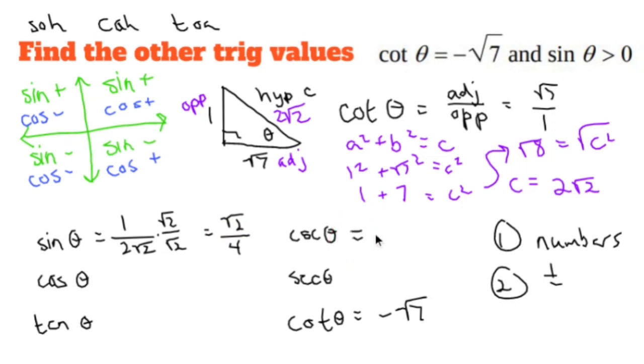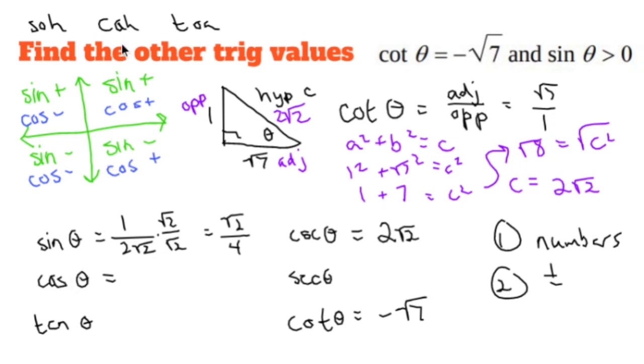Cosecant is going to be the reciprocal of this, which is, if I'm not going to look at the answer, I'm going to look at the original, which is going to be 2 root 2 over 1. Okay, so I'm half done. Well, not really, because I have negatives and positives to deal with.